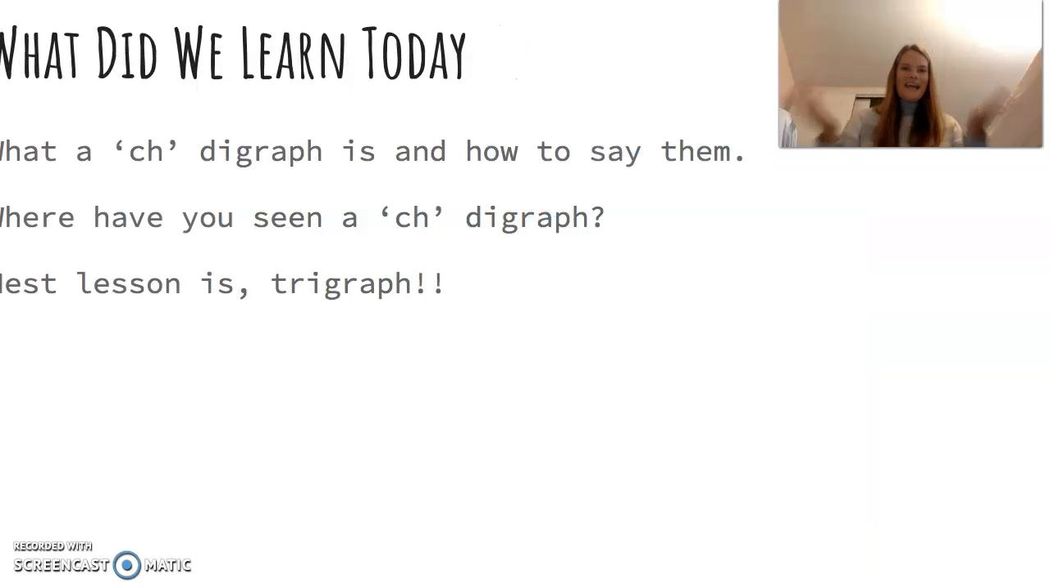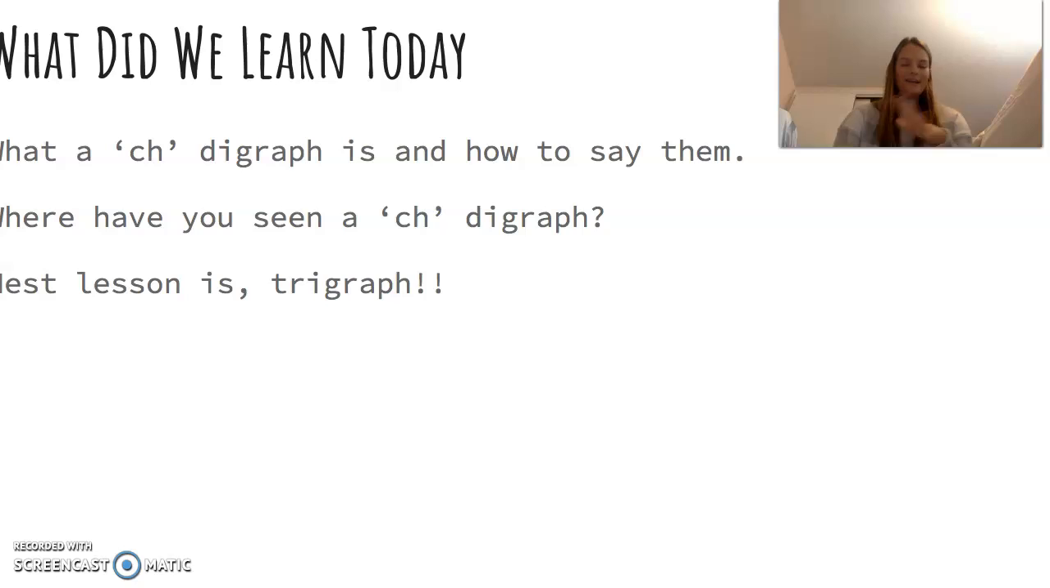All right, guys, that's it. You did such a great job today. Thompson and I are so proud of you. So, what did we learn today? We learned that C and H is a digraph, or a blend of two letters that make two different sounds when they're apart, but when they're together, they make one sound. When C and H are together, what sound do they make? Ch. That's right. Good job.